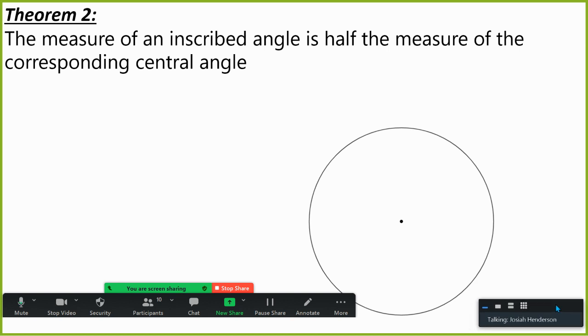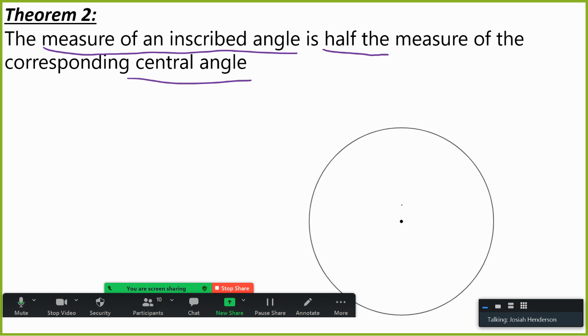Theorem 2. The measure of an inscribed angle is half the measure of the corresponding central angle. Go ahead and write that down, and then let's draw a diagram together of this theorem. So remember, inscribed angle means its vertex is on the edge of the circle. Central angle, you know, the vertex is in the very center. So what do they mean by corresponding?